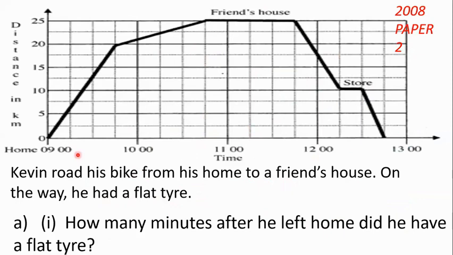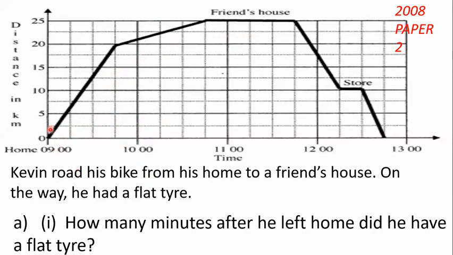First of all, what does each one of these lines represent? How much does each one of these lines represent?